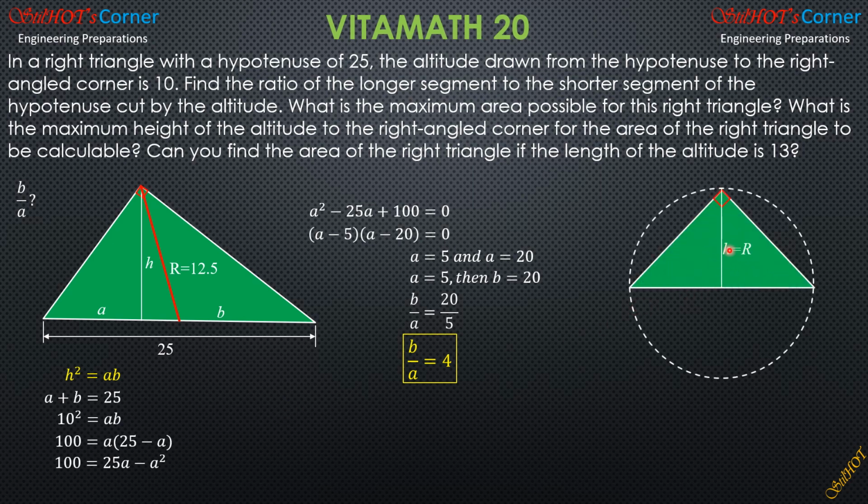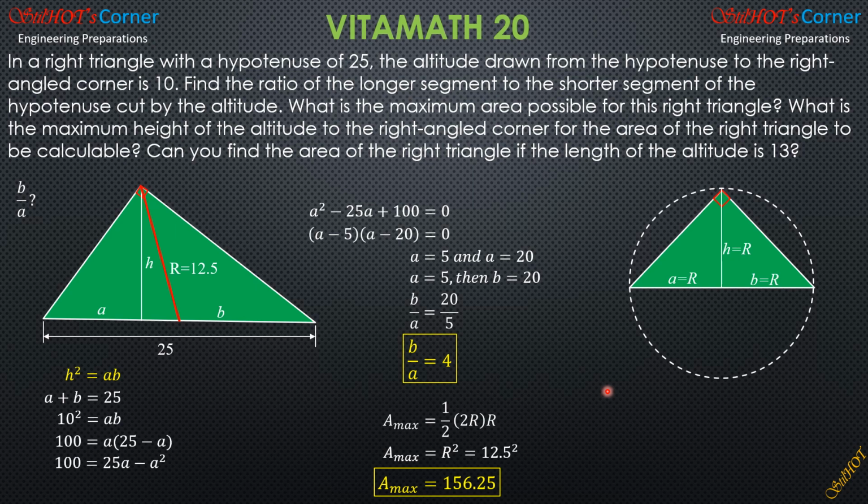So h max equals radius, and a equals R, b equals R also. So therefore, the area of the triangle is 1 half base times height, 1 half 2R times R. Area max equals 1 half of quantity 2R times R. So area max is R square and R is 12.5 quantity square. So maximum area for this triangle is equal to 156.25 square units.